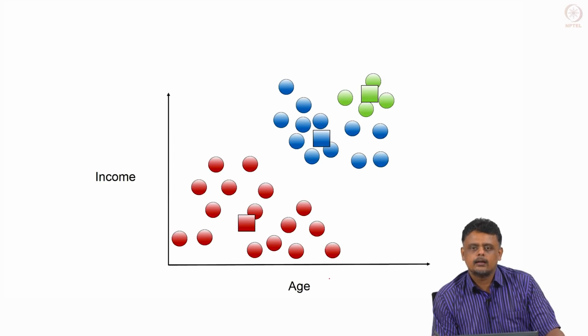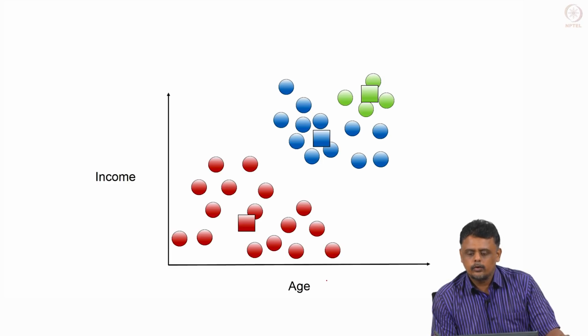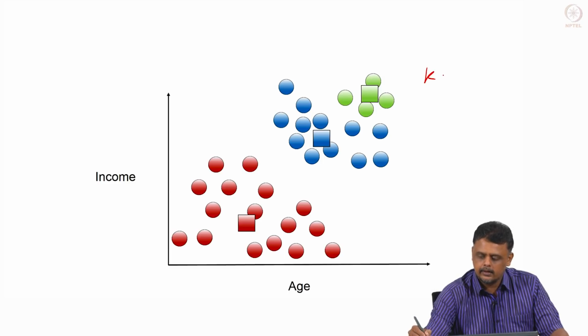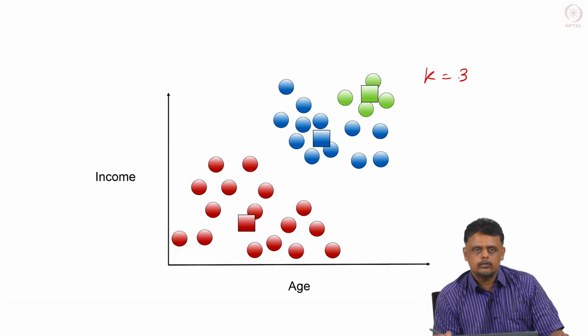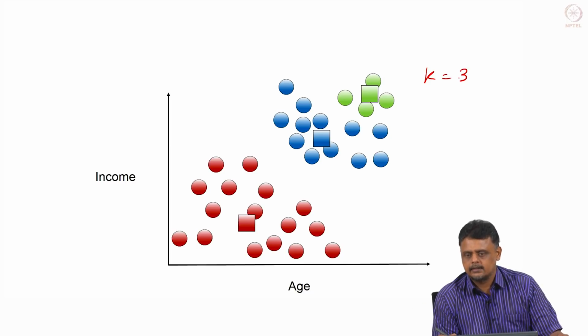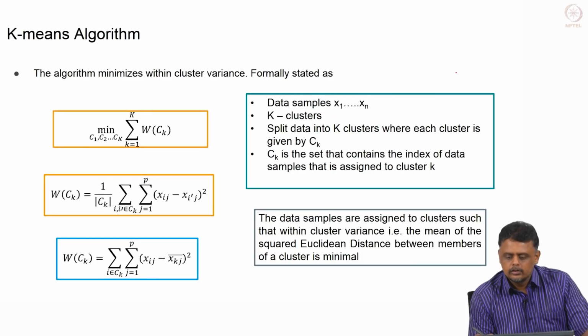Okay, so here is one more example of k equal to 3. Here once again k equal to 3, and we have a different starting point, or different initial values of the cluster centers, and we got a different set of clusters, right.